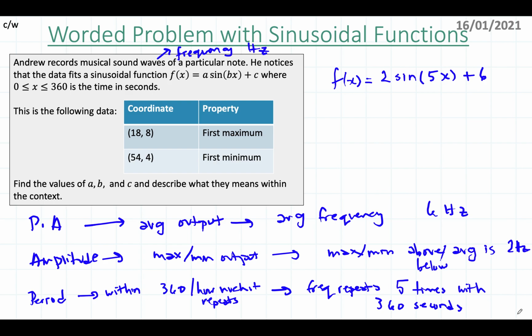So hopefully this video is clear. Make sure that you understand the basic properties before doing these questions, but make use of the maximum and minimum and the different formulas for the principal axis, the amplitude, period, and so on.